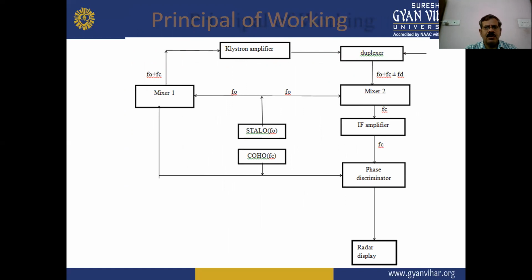So this is the principle of this radar. This is the diagram of the MTI radar, in which there are two mixers, a klystron amplifier, a duplexer, an IF amplifier, a phase discriminator, and a radar display also. So this is the block diagram of the MTI radar.